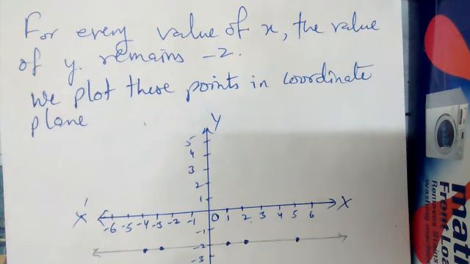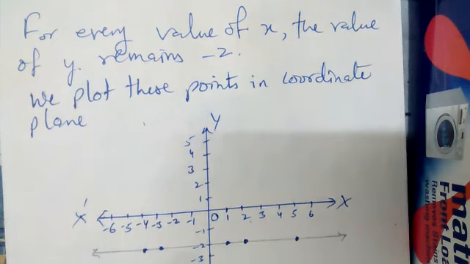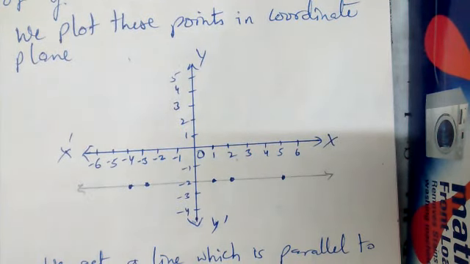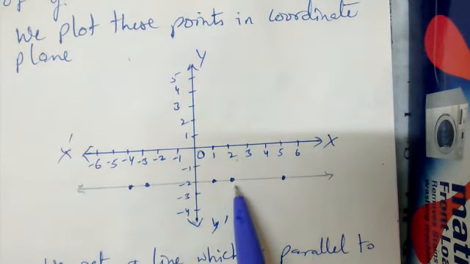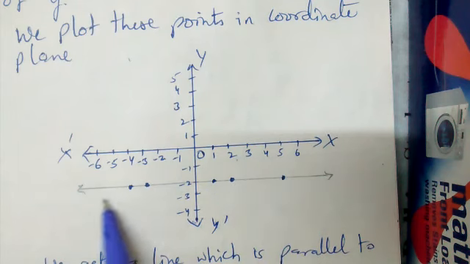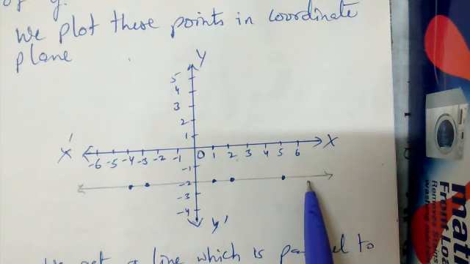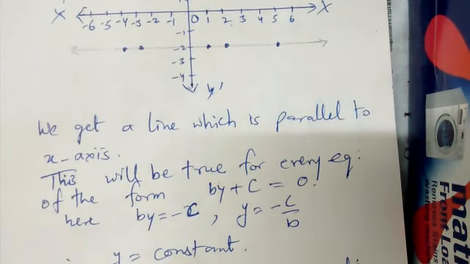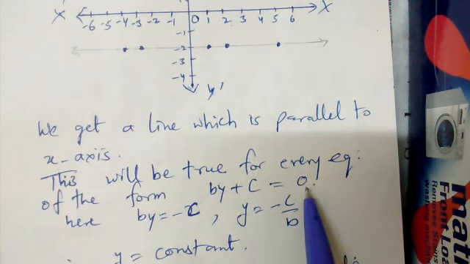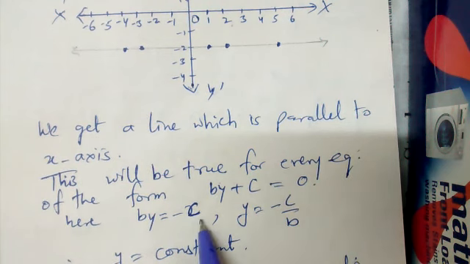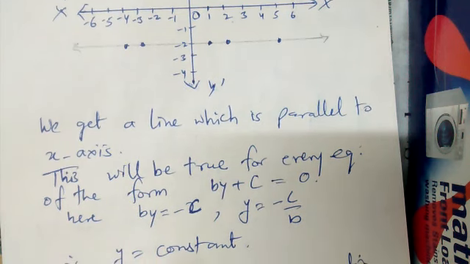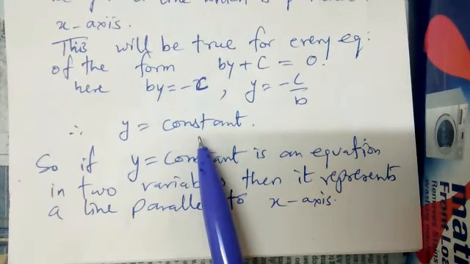Now in order to get the graph of this equation, we plot these points in the coordinate plane. Now these are the points obtained in the coordinate plane. Now when we join them, we see that we get a line which is parallel to the x-axis. So this will be true for all the equations in the form by plus c equal to 0, which was our general equation. Here by equal to minus c, y comes out to be minus c upon b, which is a constant. So y equal to a constant.